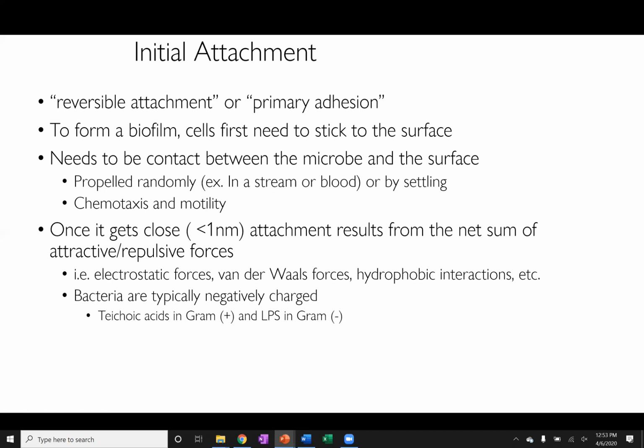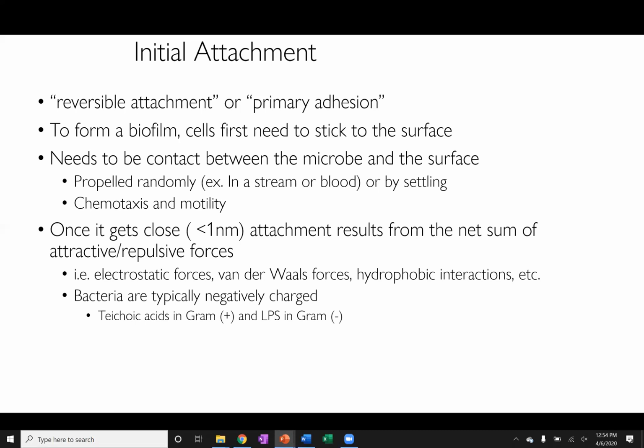But ultimately, once the bacteria gets close, so less than 1 nanometer, just to put that in perspective, there are 10 to the 9, or 1 billion, nanometers per meter. So this is a very, very small scale. Once the bacteria gets very close, the attachment results from the net sum of attractive as well as repulsive forces. These are typically things we think of, such as electrostatic forces, positive and negative charges, as well as hydrophobic and hydrophilic interactions. There's also an important factor called van der Waals forces, which is pretty weak, so we weren't really going to talk about it very much.